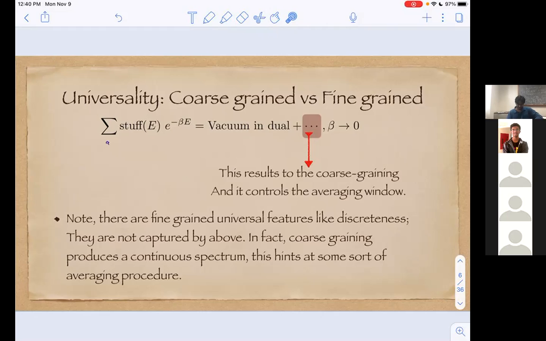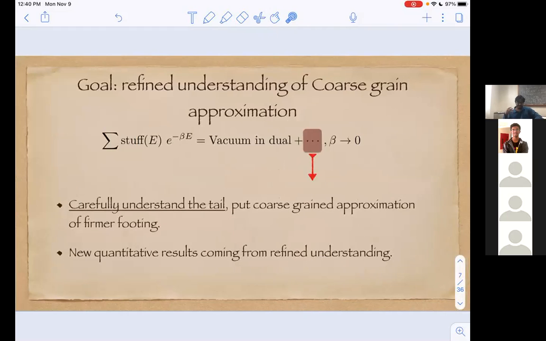Okay. So as I said, our goal is to have a refined understanding of this coarse grain approximation. That means we will be very careful about this error piece. So we will carefully understand the tail. On one side, this will put the coarse grain approximation on firmer footing. And on the other side, we will get some new quantitative results which come because of this refined understanding, like we can put some bounds on the gap of the spectrum in a generic CFT.